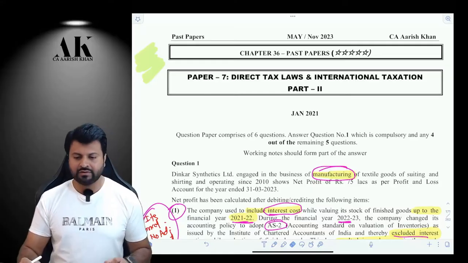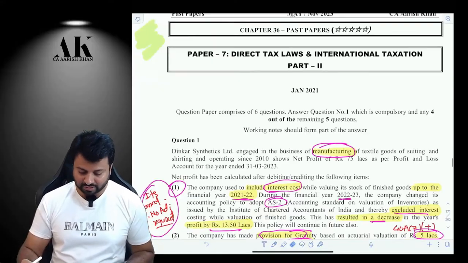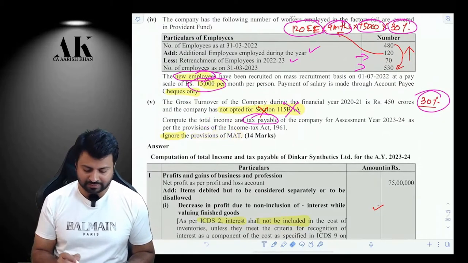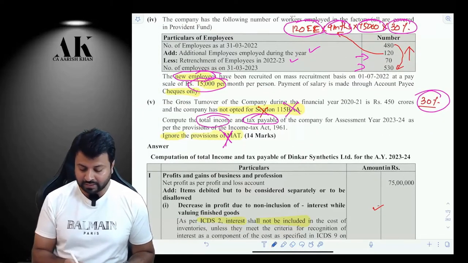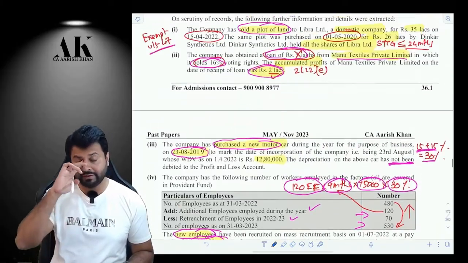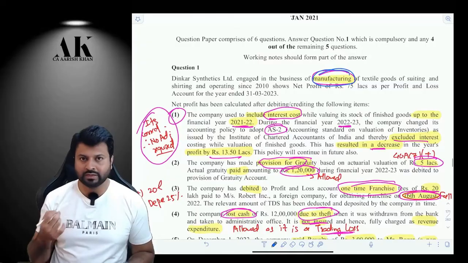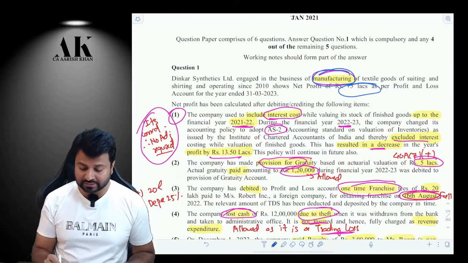So without wasting any further time, the very first question is based on the computation of total income and tax payable as per the regular provision, not as per MAT, not as per 115BAA. So let's start. Assas is a manufacturing company, so accordingly you can have some special provisions applicable. The net profit is 75 lakhs.